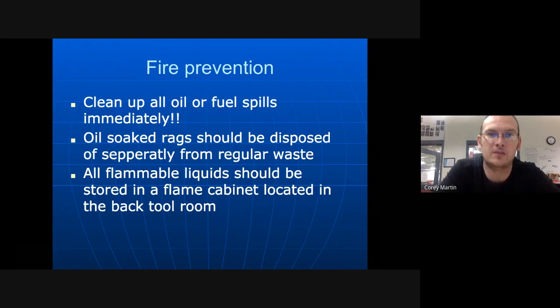Oil-soaked rags should be disposed of separately from regular waste. So you don't want to take a rag that's soaked with oil or gasoline and throw it in a regular trash can with paper and wood and other flammable products. We've got a proper way that we dispose of that stuff.